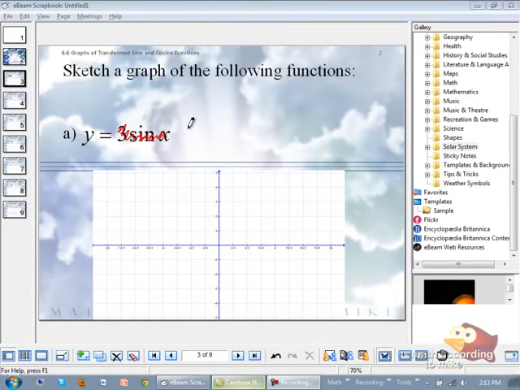So for this one, we're going to make another slide here. We're going to let the first one really be, oh my gosh, the sine of x minus 2. Oh, that's not a tilde, that's a minus 2.